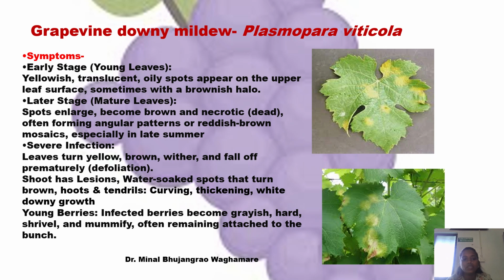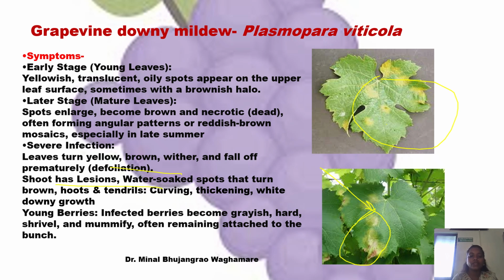In the early stages, in young leaves, we can see that oily spots appear on the upper surface of the leaves, and later on these spots get converted to brown and necrotic dead tissue. So first of all, yellow color oily spots will appear on the upper leaves, and later on the spots get converted to a brownish and necrotic color. Ultimately this leads to yellowing and browning of the leaf, and the leaf falls, that is defoliation of the leaf takes place. Such kind of spots also appear on the shoot.